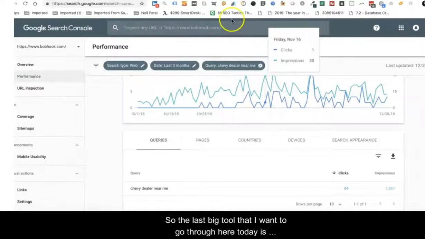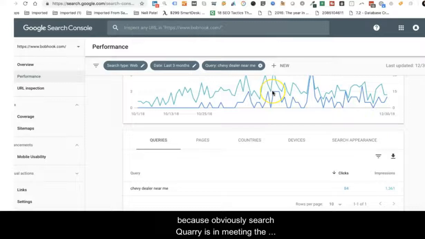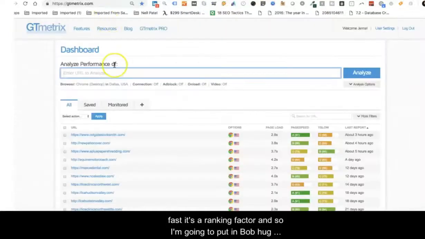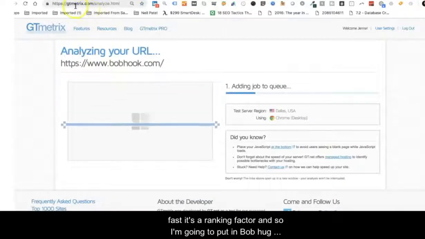So the last big tool that I want to go through here today is because obviously search queries and meeting the customer where they are is really important. But the big element then too is if your site is slow, it is just elements of success that you need to have. Your site needs to be fast. It's a ranking factor. And so I'm going to put in Bob Hook into gtmetrics.com.